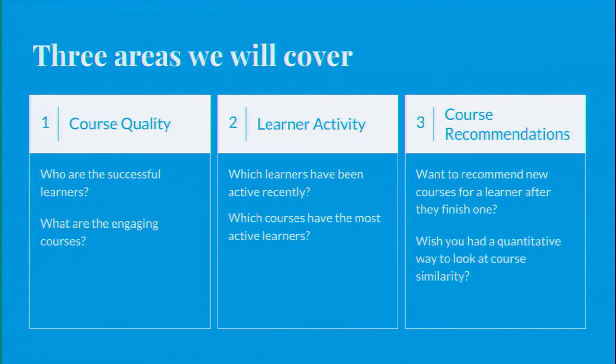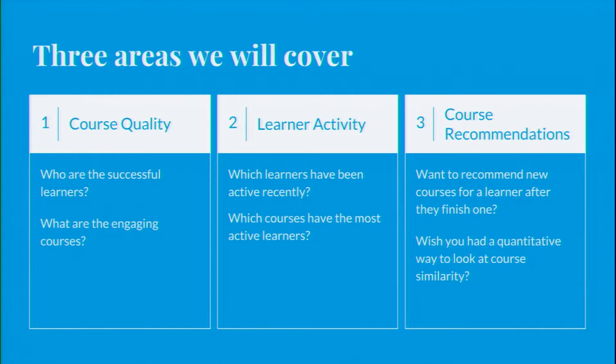So in particular, there are three areas that I'm going to cover. We can talk about course quality. We can find out who's a successful learner. We can find out what are engaging and successful courses, and maybe some courses that could use some work and some analysis to figure out how to make them better and more useful for our learners.